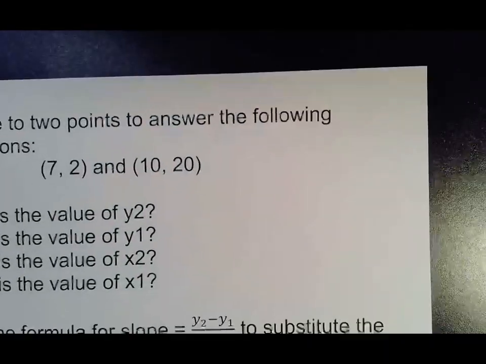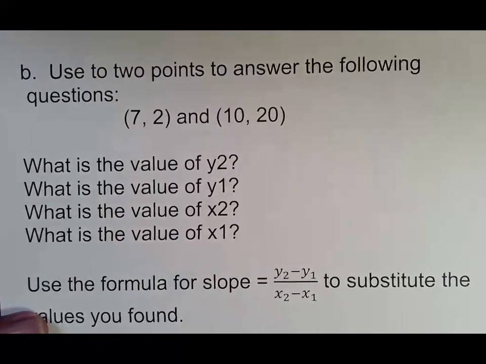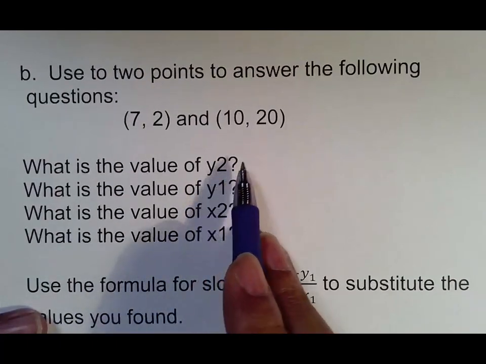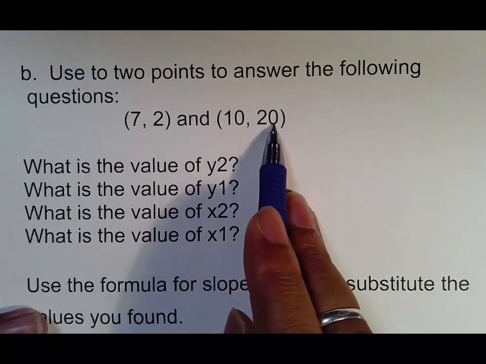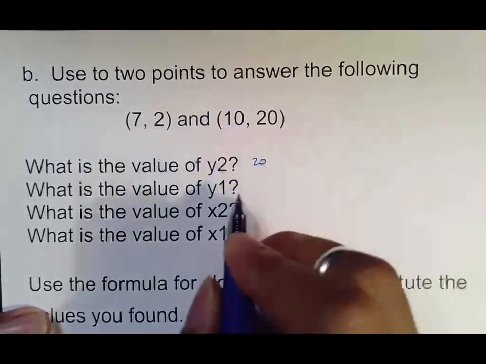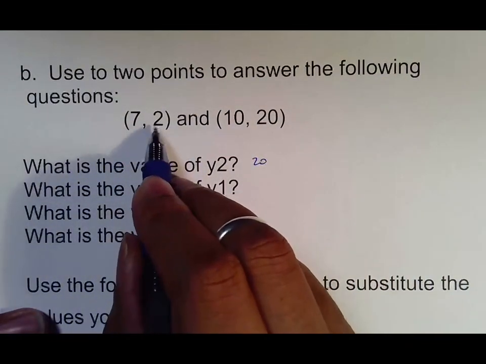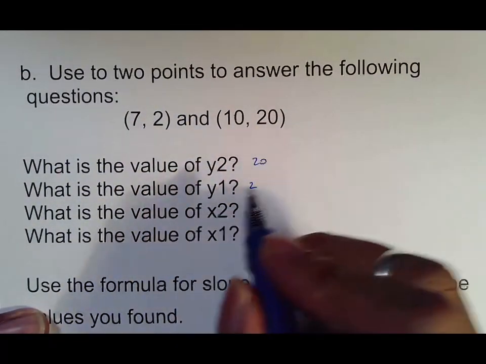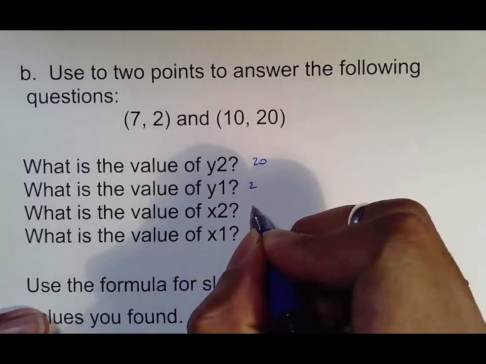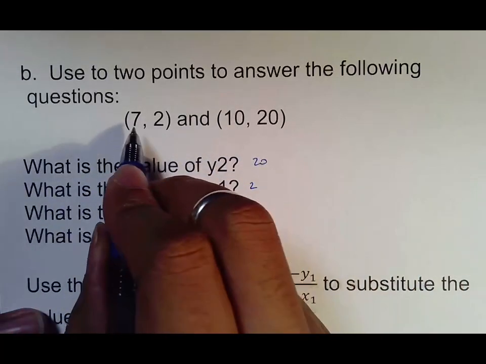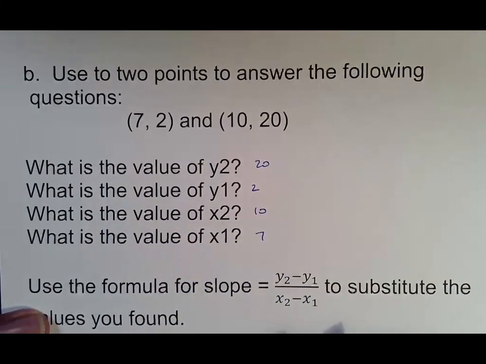You just have to make sure that you work to understand it. Once again, y2 means the second y, which, if this is the second point, is 20. y1 would be your first y, which is 2. x2 is your second x, which is 10. x1 is your first x, which is 7.